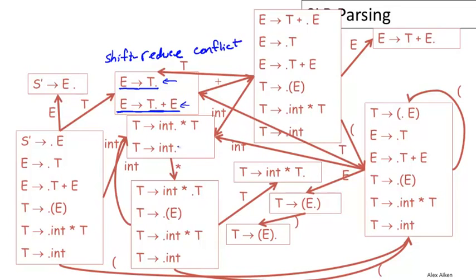Now, that's not the only conflict in this grammar. In this state here, we have a very similar problem. Here we could shift if the next input is a times, or we could reduce by T goes to int. And so this state also has a shift-reduce conflict.